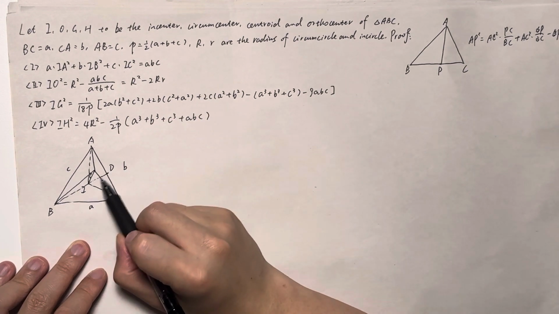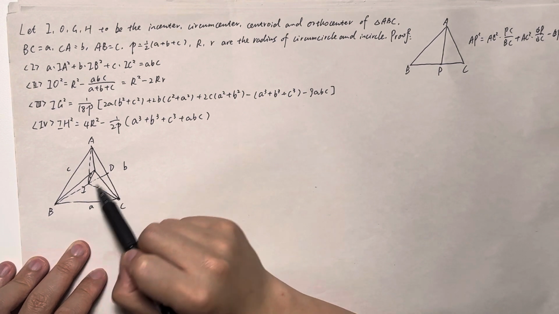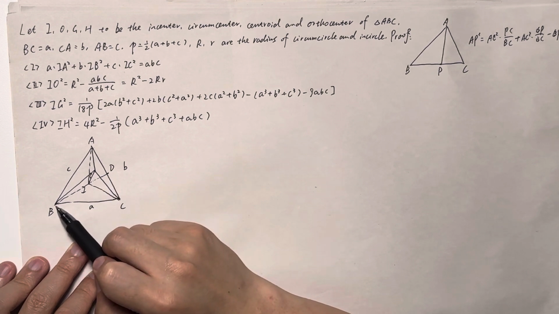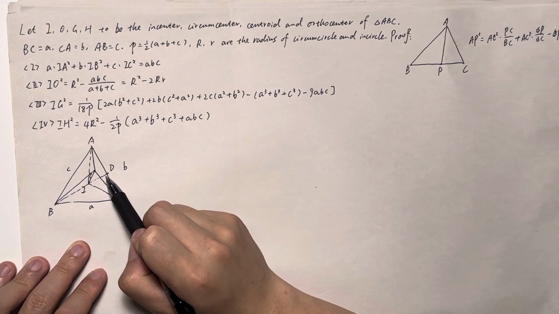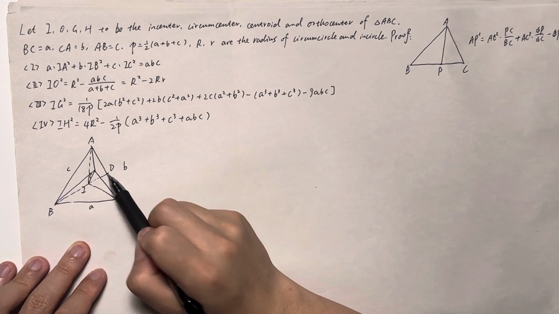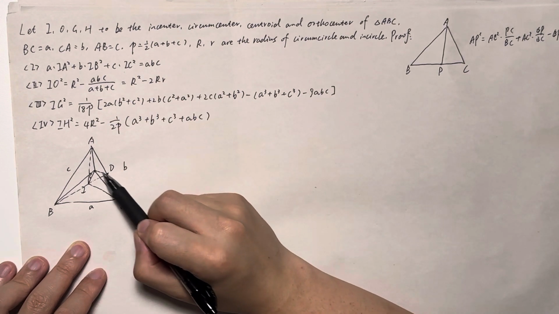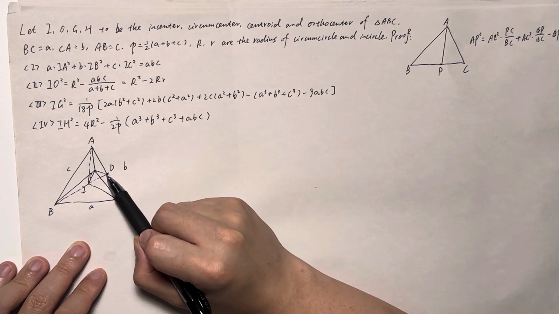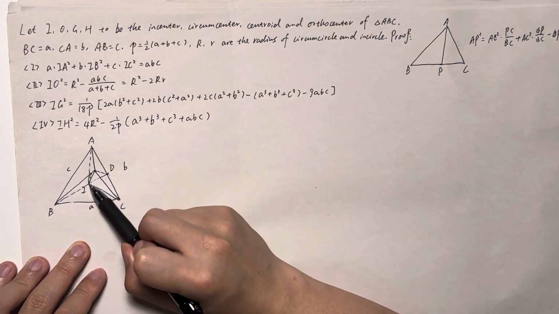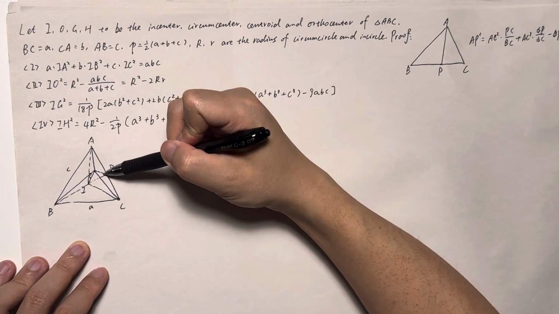And once we know the length of ID, because we know the length of BD, we know the ratio of ID to BD, and also the ratio of BI to BD. In that case, we just need to find the length of PD. Once we get the length of PD, and we know the length of PB, we can find PI. So the first thing is that we want to find PD.